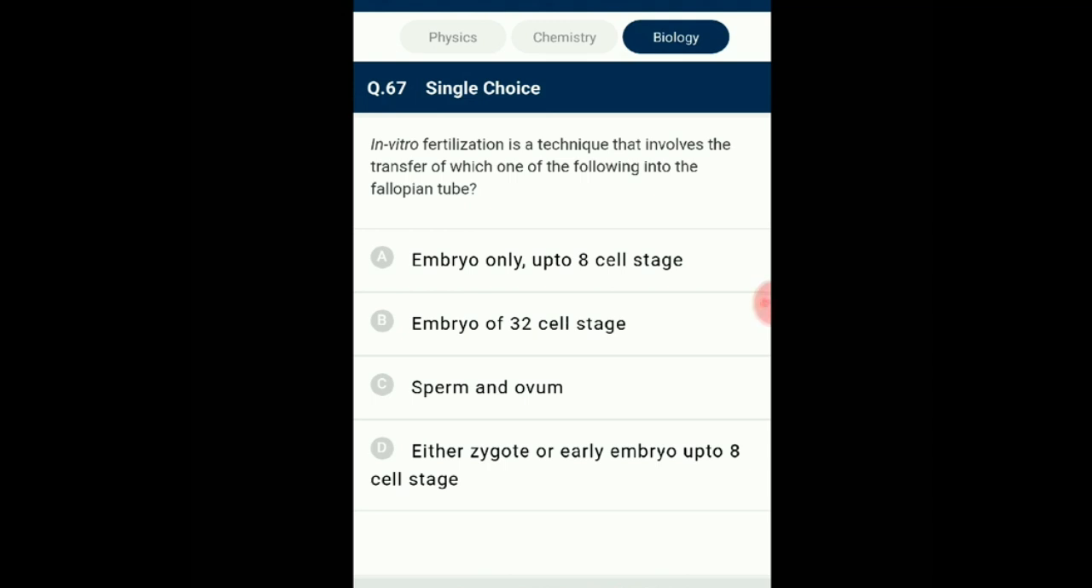It is generally called ZIFT, zygote intrafallopian transfer, to complete its further development. If the embryo has more than 8 blastomeres, it is transferred into the uterus. It is generally called IUT, intrauterine transfer, to complete its further development. So the answer is option D, either zygote or early embryo up to the 8-celled stage.